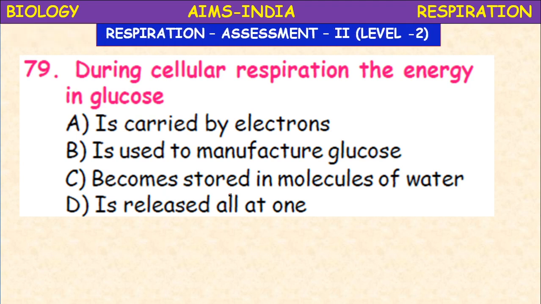During cellular respiration, the energy in glucose, what happens? Is carried by electrons, is used to manufacture the glucose, becomes stored in the molecules of water, or is released all at once. Okay, it is carried by the electrons, electron transport chain. Several electron acceptors are present, so it is carried.